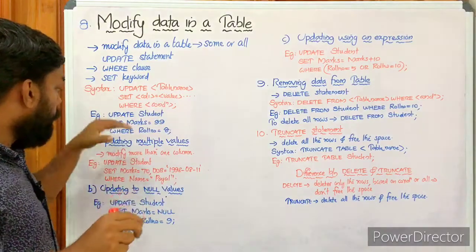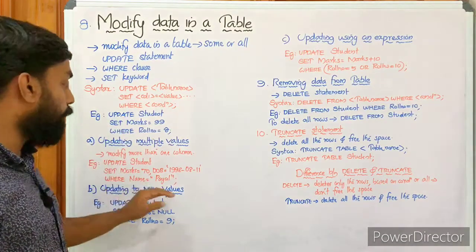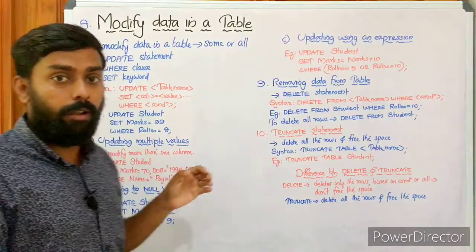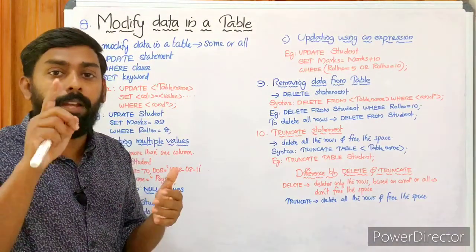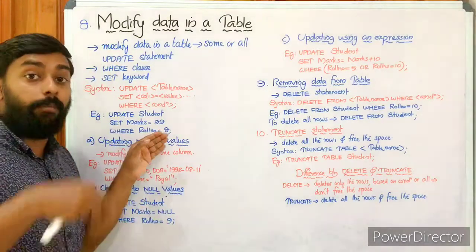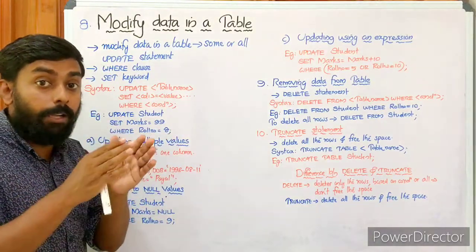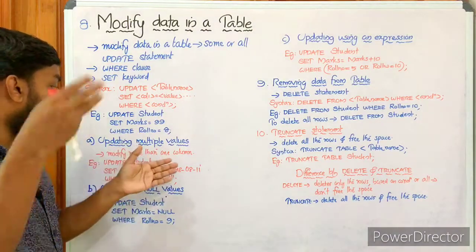Yes. So now let's move on to all the main options: updating multiple values, updating to null values, and updating using an expression. This first one, we can think of as updating a single row, single column. Now let's move on to updating multiple values. It is used to modify more than one column.